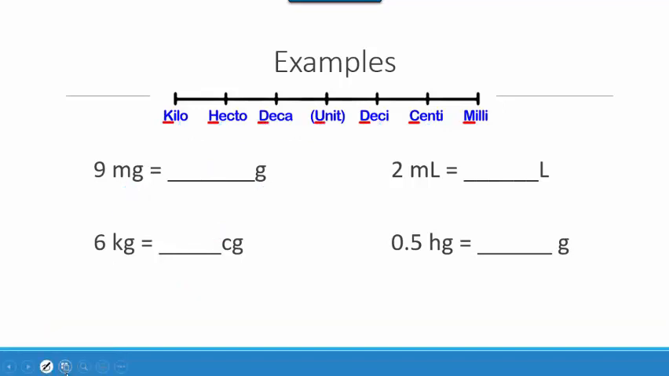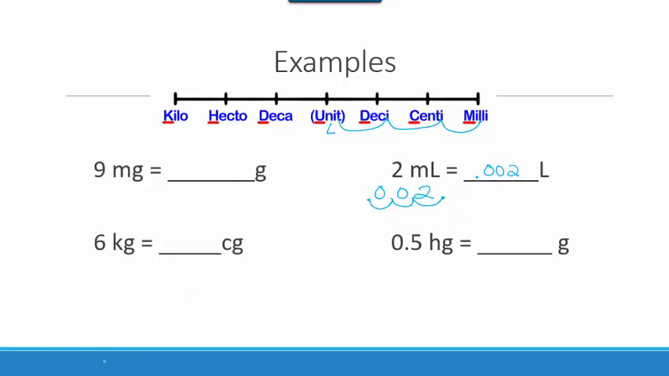Now let's do milliliters to liters. So let me erase everything. Milliliters is down here at the end, and liters is in the middle. So notice I'm starting here and going 1, 2, 3 places to the left. So I'm going to put my decimal at the end and go 1, 2, 3 places to the left. Fill in those holes. So this would be 0.002.